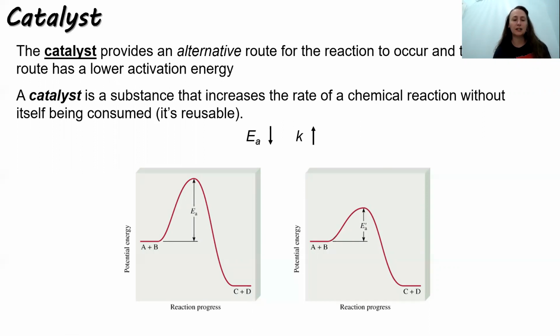So here are some reaction energy diagrams that show an example of an uncatalyzed reaction. So you see the energy of activation, but if we provide a catalyst that provides a totally new mechanism for the reaction to occur, it can lower the energy of activation. And if it has a lower energy hump to get over, then that reaction can proceed much faster.